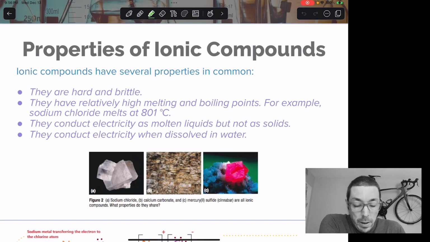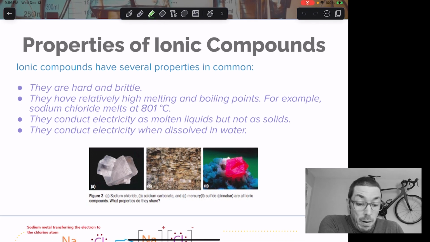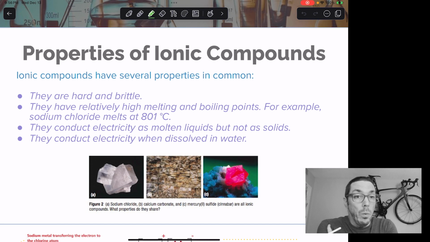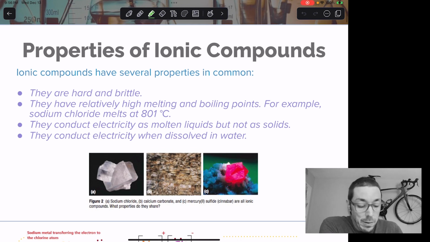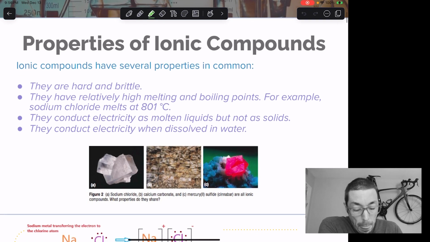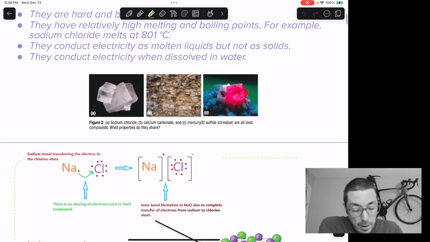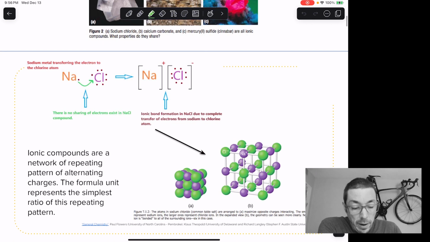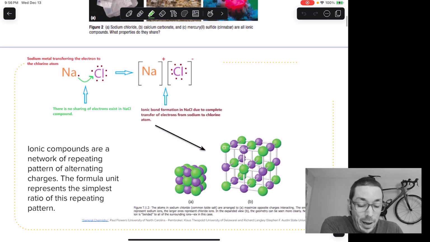Another property is they are able to conduct electricity when they are melted into liquids, but they don't conduct electricity as solids. So we'll look at why that is coming up. And if they're able to dissolve in water, they can conduct electricity in water. So let's look at what an ionic compound really is, how it's put together.